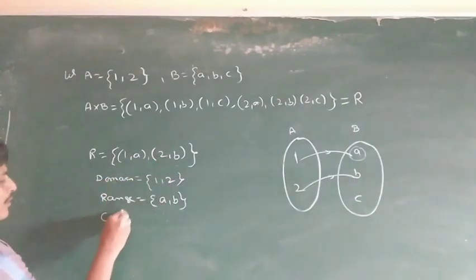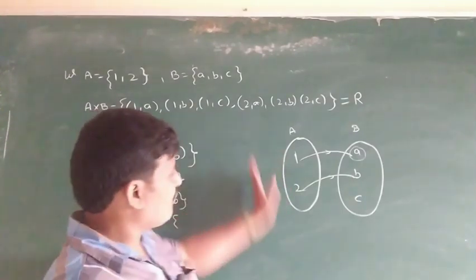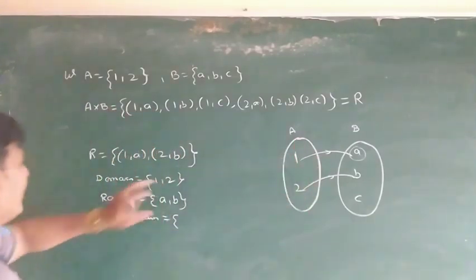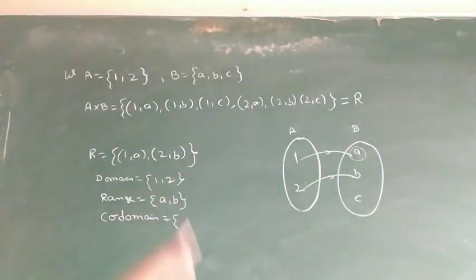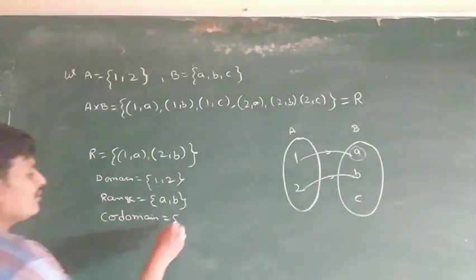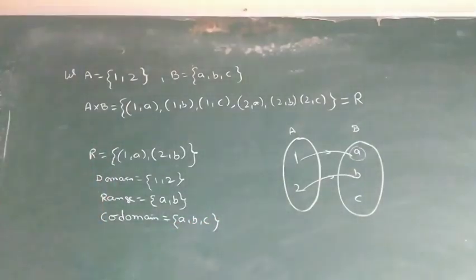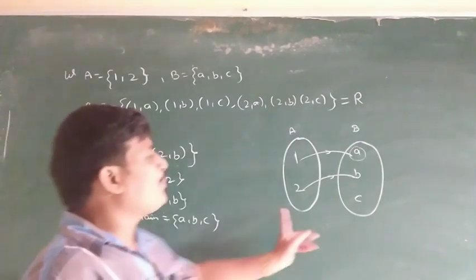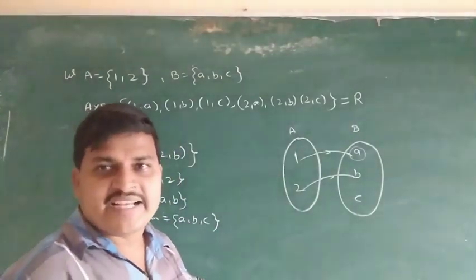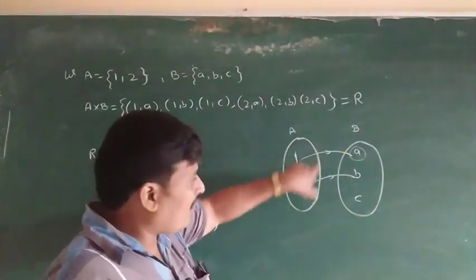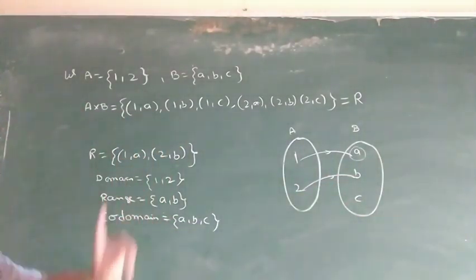What is the codomain? Codomain means, this is the domain 1, 2. Codomain means the number of elements in set B, the second set, is called codomain. A, B, C. What is the difference between range and codomain? Range is only the mapped elements in set B. All elements in set B is called codomain.